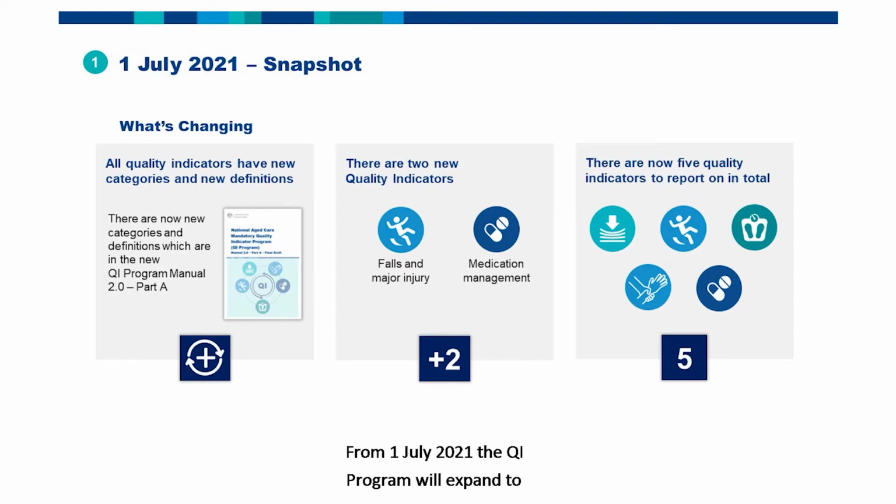From 1 July 2021, the QI program will expand to include 5 quality indicators. The changes mean all quality indicators will have new definitions, collection and reporting requirements. There are 8 categories across the 5 quality indicators which specify how each of the quality indicators are reported. For example, the quality indicator medication management has 2 categories: 1, Polypharmacy, and 2, Antipsychotics.